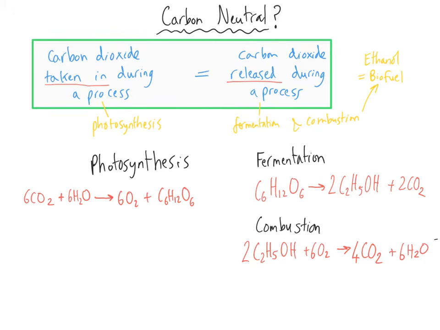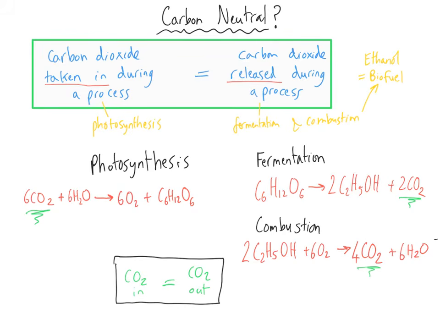Let's focus on the carbon dioxide though, because that's the most important thing for carbon neutrality. We had 6 carbon dioxide coming into the process, 2 carbon dioxide molecules were released during fermentation, and then a further 4 carbon dioxide molecules were released during combustion. So that means that the CO2 in during photosynthesis is equal to the CO2 out during fermentation followed by combustion. The other molecules also cancel each other out to no overall change. So at face value, this looks like it is carbon neutral.